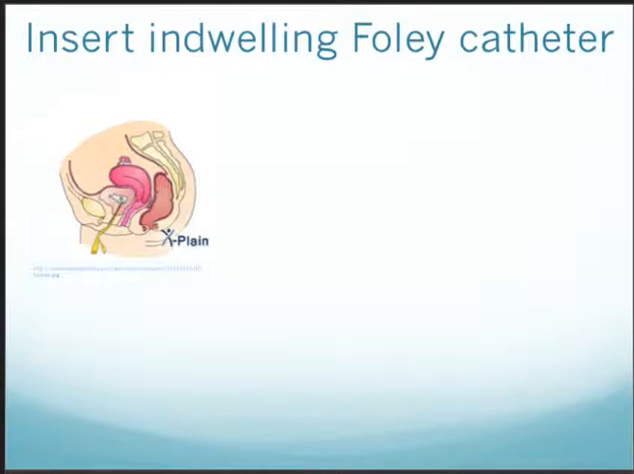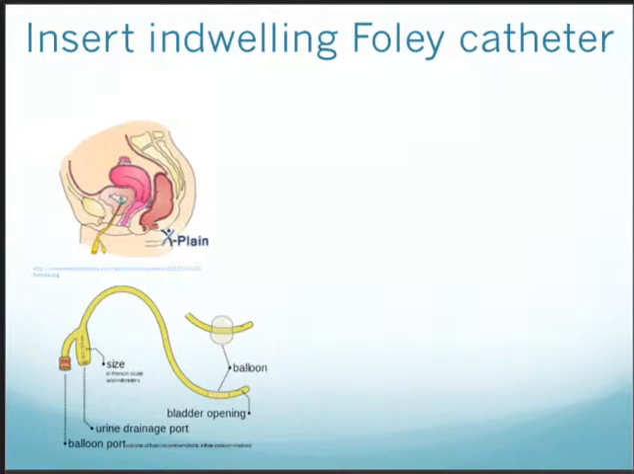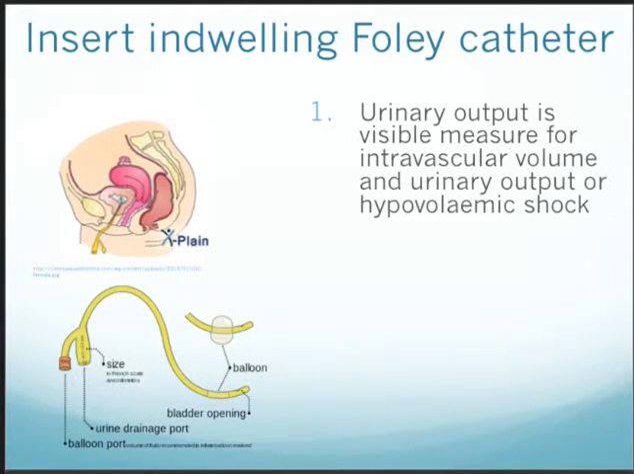Here you can see a diagram where the Foley catheter is inside you. The balloon ensures that the catheter stays within the bladder. Here we see the different parts of the Foley catheter. The balloon port, this is where we connect the urine bag to, and here we see the area where the balloon is deflated and here is inflated.